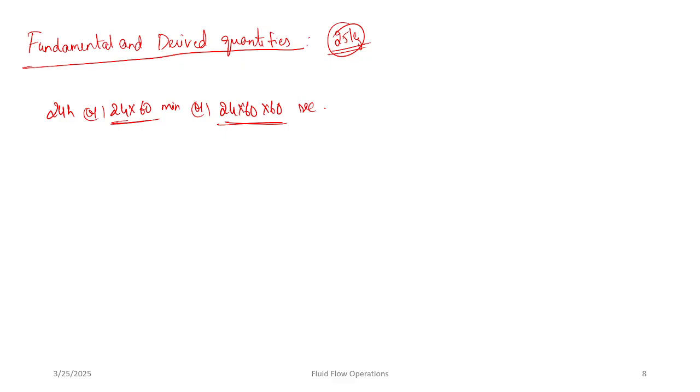Just multiply the equation. So multiply these numbers. It will be 1440 minutes. And what will be the number of seconds that we'll be having in a day? 86,400 seconds, right? So which would be the convenient way to express the time that we have in a day? 24 hours will be a convenient way, right?